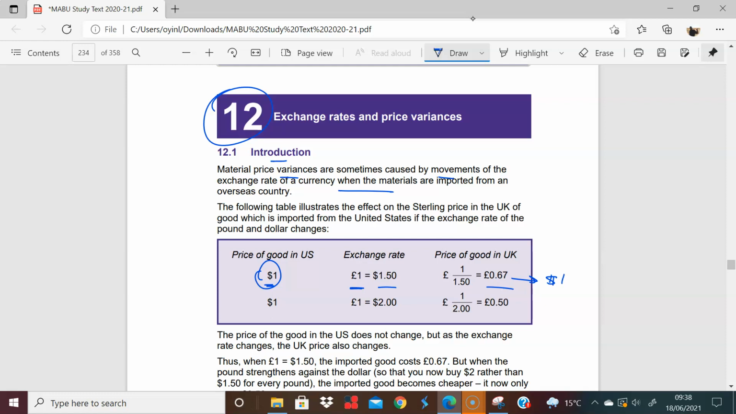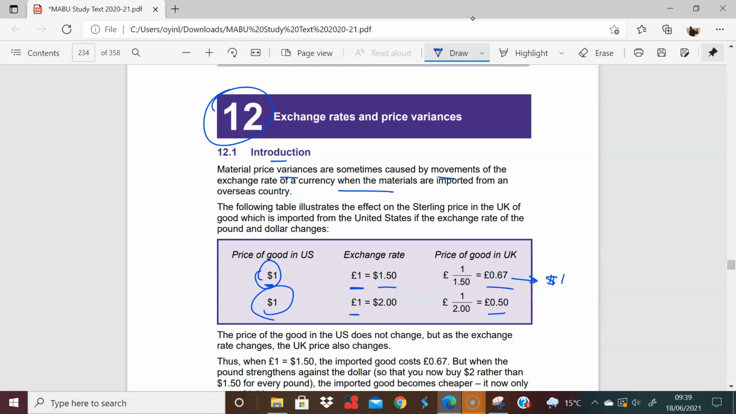Now, the same principle applies here. Suddenly, for whatever reason, there is a demand for the pound. When I say there's a demand for the pound, your pound is stronger. So your pound now can get you $2. And if your pound can get you $2, it means that you need even less of your pound to get a product that is worth $1.